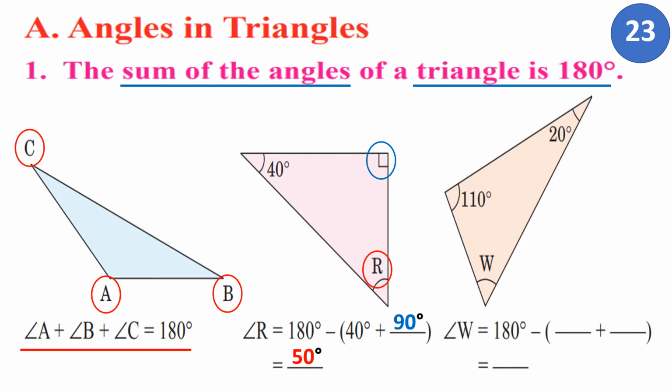Okay, students, next is the next triangle. You're going to find angle W. The sum of angles of a triangle is 180. Then you subtract 110 and 20 right here. 110 degrees and 20, then you subtract from 180. The answer is 50 degrees. Correct, students?